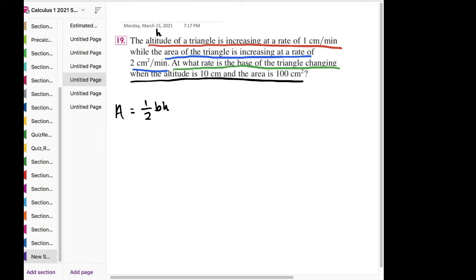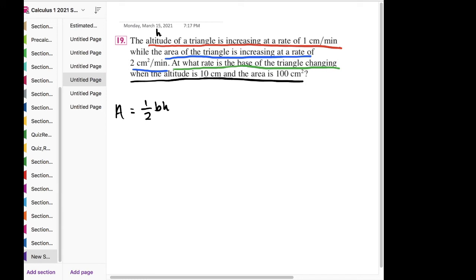Okay, let's start tackling this question. The altitude of a triangle is increasing at a rate of 1 centimeter per minute, and the area of the triangle is increasing at a rate of 2 centimeters squared per minute. The question is, at what rate is the base of the triangle changing? The altitude is 10 centimeters, and the area is 100 centimeters squared.